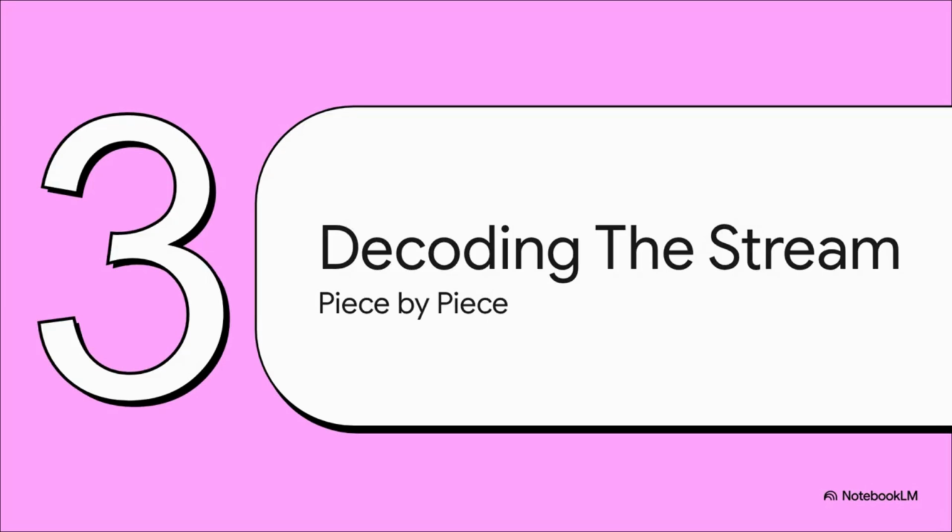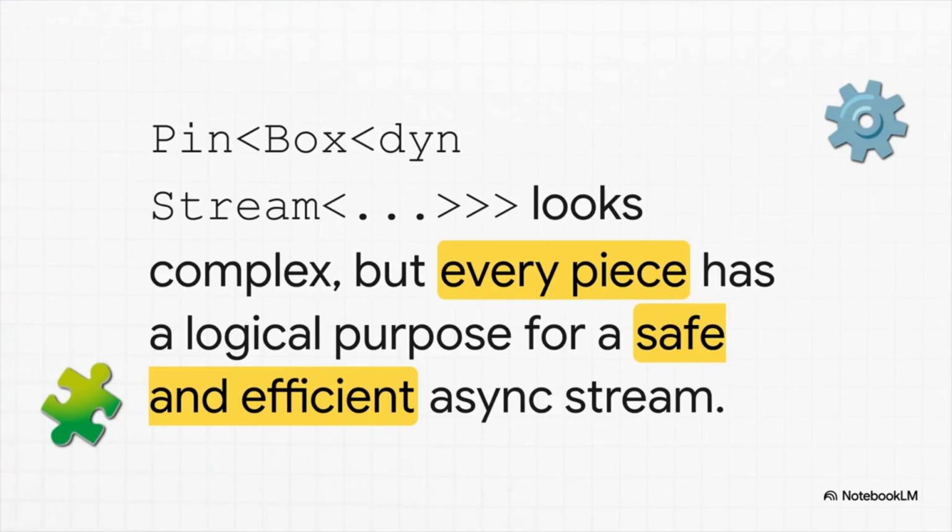Let's dive headfirst into that crazy-looking return type. We're going to break it down one piece at a time and see exactly what each keyword is doing for us. Okay, there it is in all its glory. And I know, it looks like a total mess. But don't be intimidated. Every single part of this, Pin, Box, dyn, it all has a very specific, very logical job to do. Think of this whole thing as a recipe for creating a safe and efficient async stream.